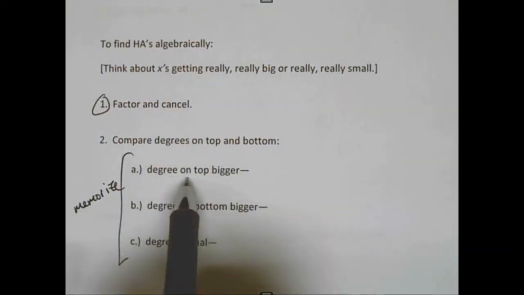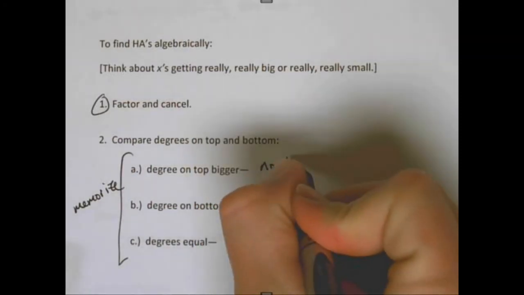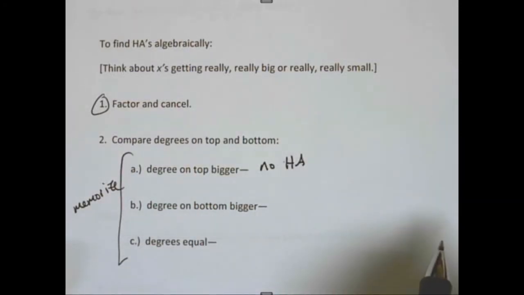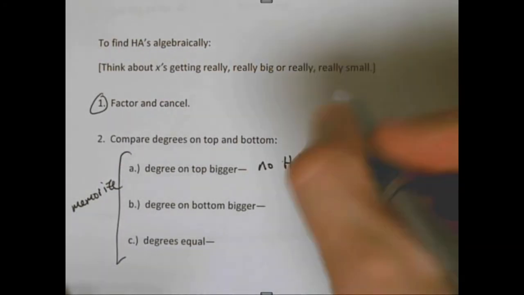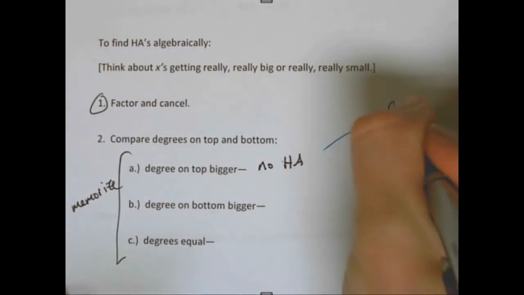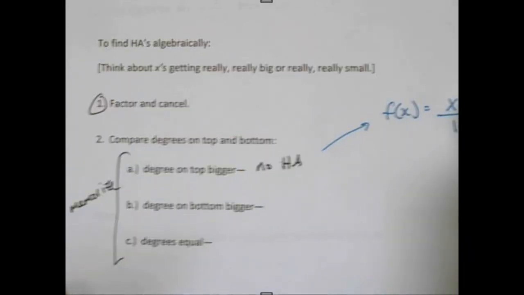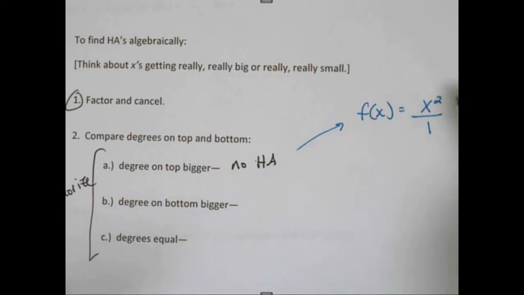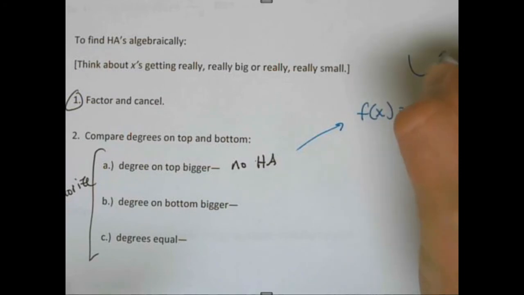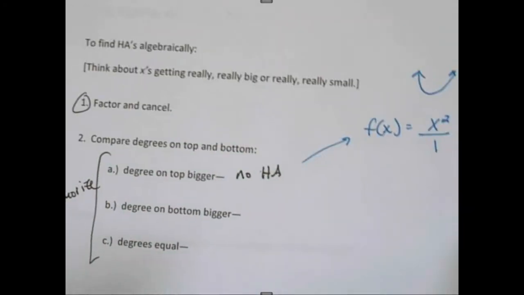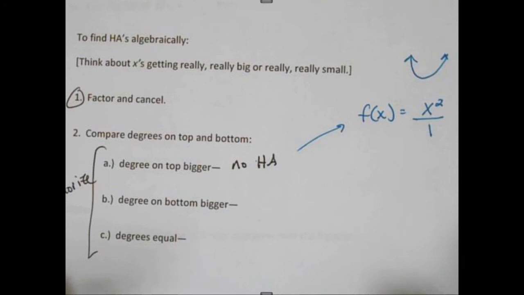So if the degree on top is bigger, there is no horizontal asymptote. And you probably already know this from a function like f of x equals x squared over 1. The degree on top is bigger, and that's just a parabola. You know what that looks like. There's no horizontal asymptote there. You didn't even know about a horizontal asymptote when you learned about parabolas. Or even a line: you can think of that as a function where the degree on top is bigger, so there is no horizontal asymptote there.